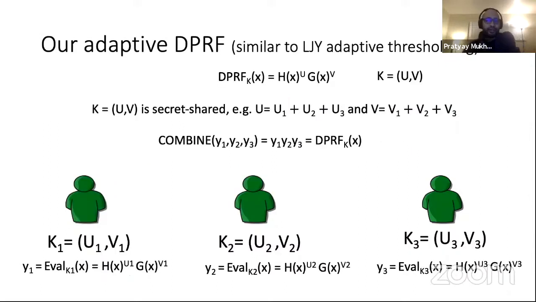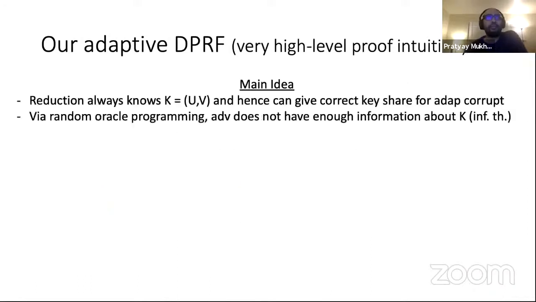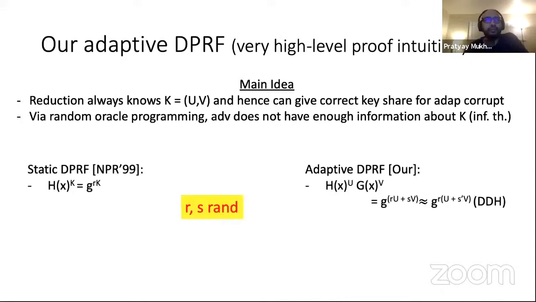In adaptive security, the change is very simple. Instead of using one key, we use two keys, U and V. And the DPRF construction becomes H(x) to the U times G(x) to the V. The other part stays basically the same. The main idea is that the reduction always knows the key K and hence can give a correct key share for adaptive corruption. Whenever the corrupt query happens, it can give out the particular key. And via random oracle programming, the adversary does not have enough information about K. So that's an information theoretic argument.